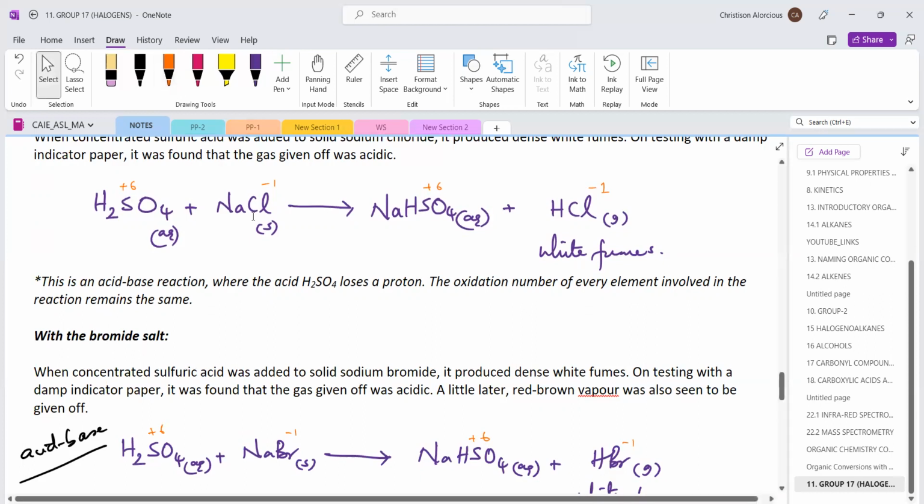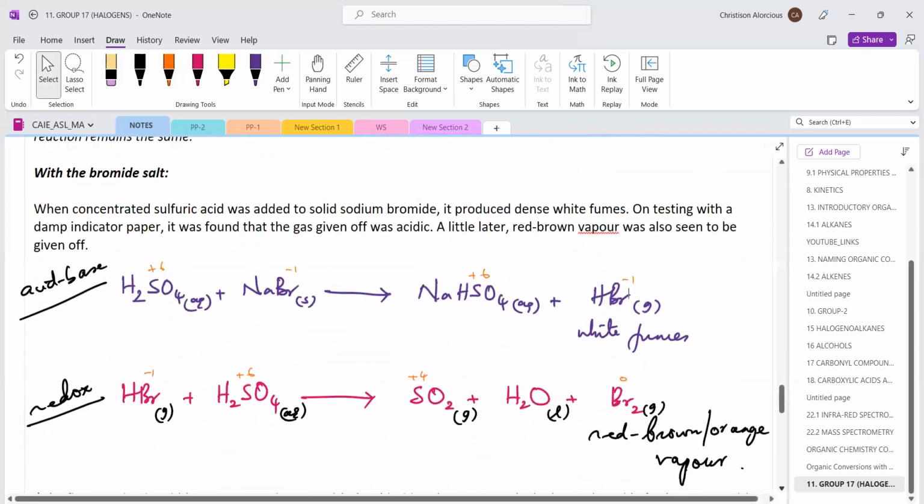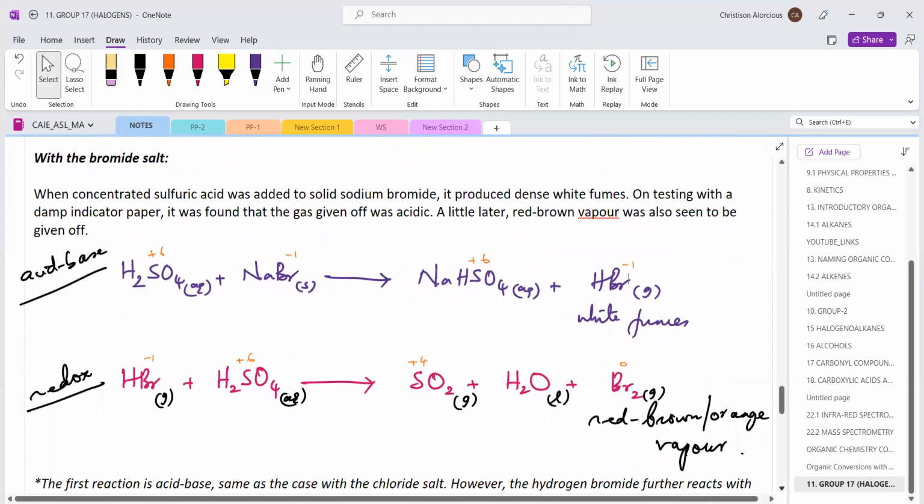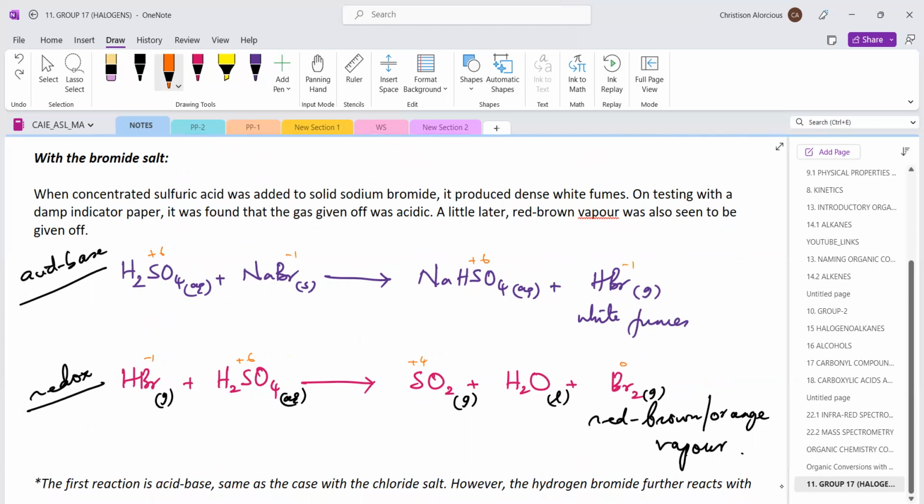But if you observe a little longer, you find that red-brown vapor is also seen. And we know that red-brown or orange vapor is typically bromine gas being given out. That is because the hydrogen bromide that you produced further reacts with the sulfuric acid to give you sulfur dioxide, water, and bromine. And the bromine that you see is the red-orange vapor.